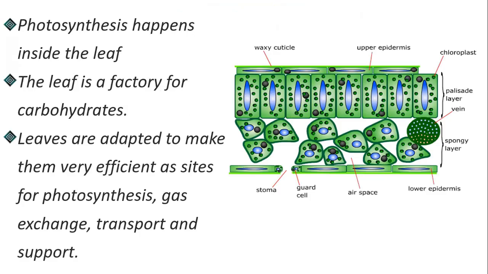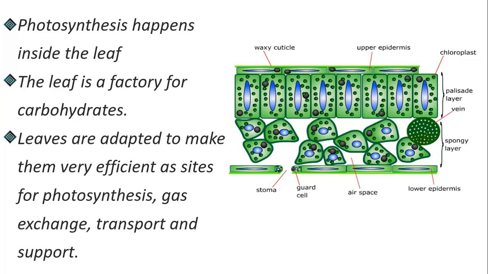Where does photosynthesis happen? Of course, we all know that photosynthesis happens inside the leaf. So photosynthesis happens inside the leaf because the leaf is the factory of carbohydrates, and it's also adapted for this function. It does the function very efficiently. Why? Because it allows gas exchange, transport of water and also nutrients, and finally the food that it makes.